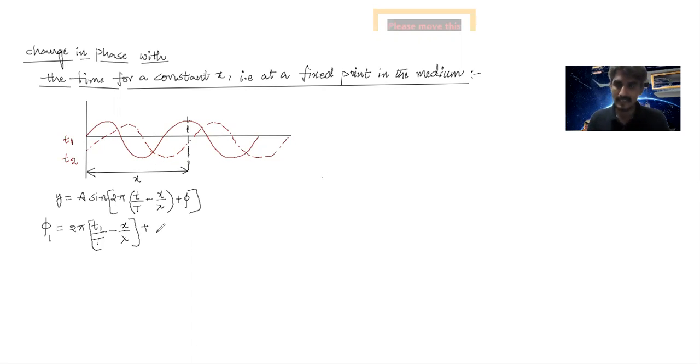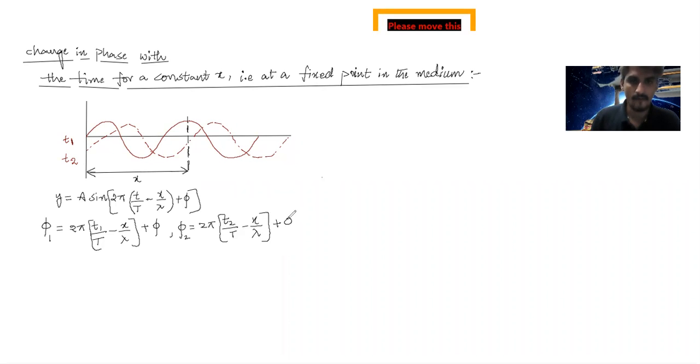What is the initial phase? It started initially from the same phase, right? Therefore we can write phi only, the initial phase is the same. Now again, if we write phi 2, after t2 time the phase can be written as 2 pi into t2 by capital T minus x by lambda plus phi. Same initial phase. Initial phase does not change, right?